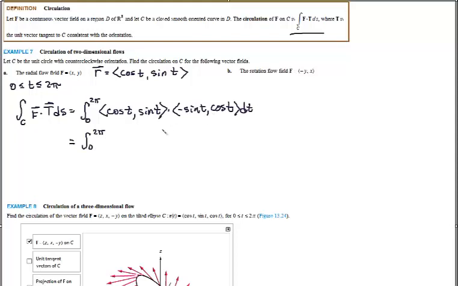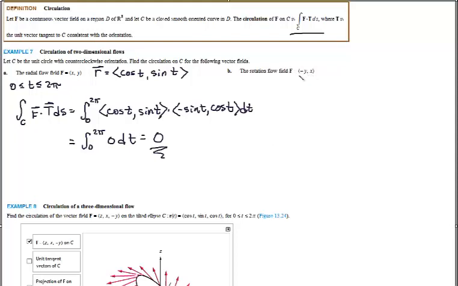Doing your trig, doing your manipulation there with your algebra and your dot product, you're going to get that this is 0 dt, and so this is equal to 0. Pretty nice. This tells us that the tangential component of the radial vector field is 0 everywhere on C, so the circulation is 0.